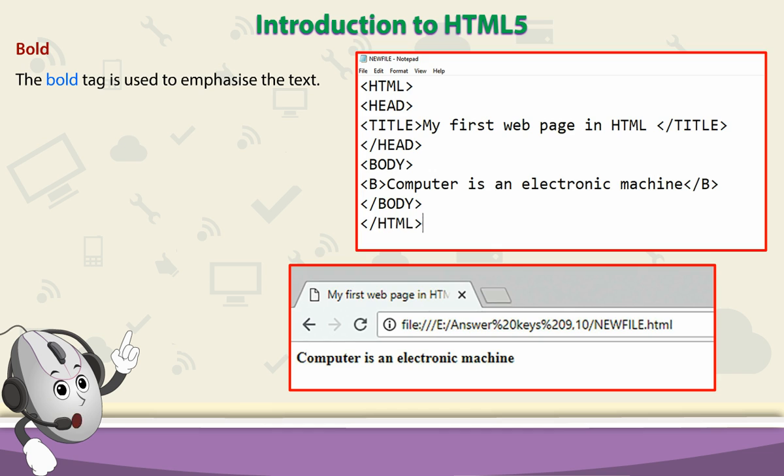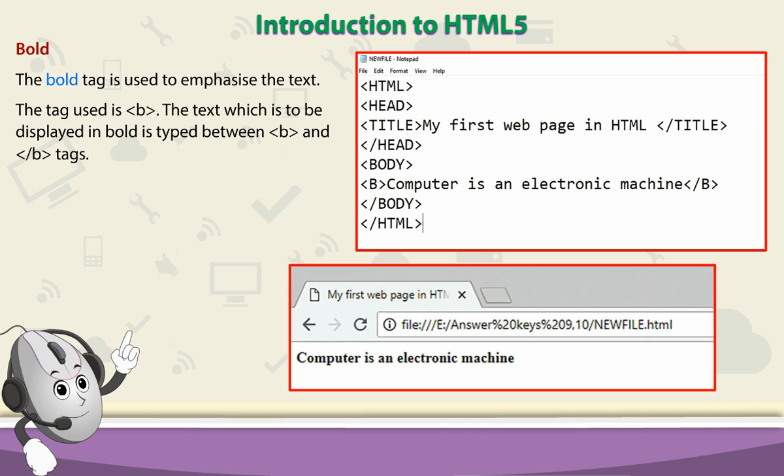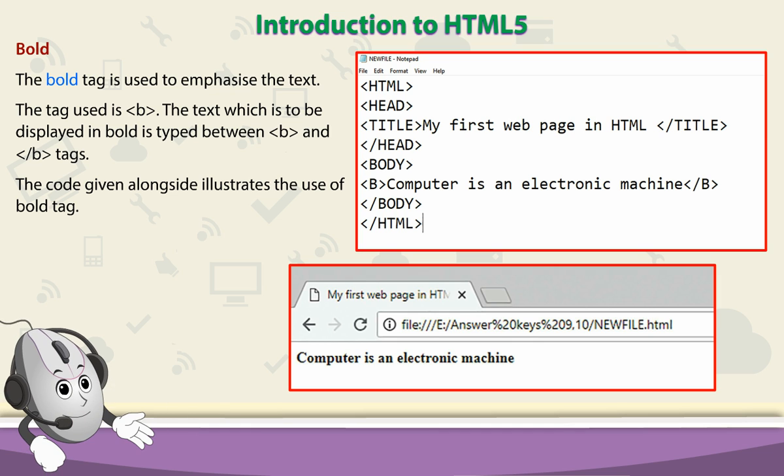Bold. The bold tag is used to emphasize the text. The tag used is B. The text which is to be displayed in bold is typed between B and /B tags. The code given alongside illustrates the use of bold tag.